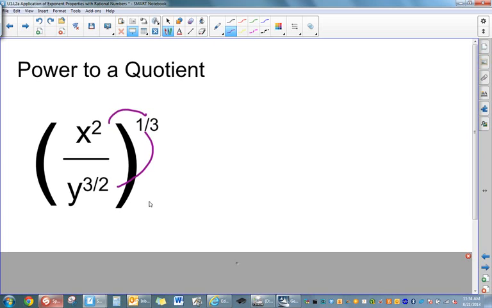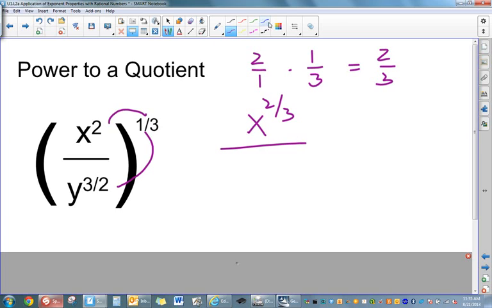Cool. So I get 2 over 1 times 1 over 3. That equals 2/3. So on top, I have x to the 3rd. On bottom, in blue, I have 3/2 times 1/3. So I get y to 1/2. Now, looking at this, what am I not allowed to have in that problem?